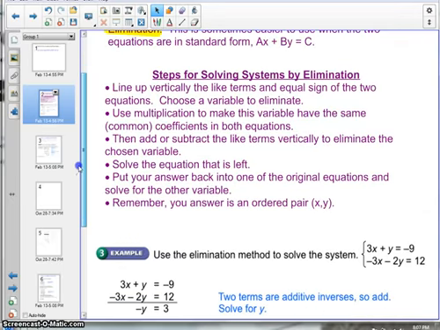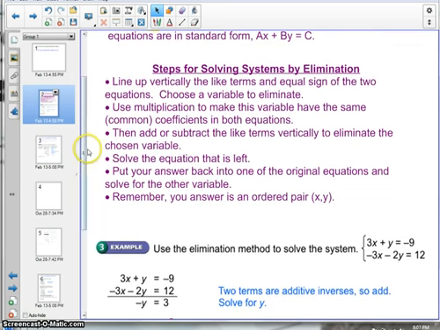So looking at our steps for solving systems using elimination, we want to make sure that we line up vertically the like terms and equal sign for the two equations. And this step is really key to keep our problem organized and make sure that we don't miss a step. Then we also want to choose a variable to eliminate. Sometimes, not always, we're going to have to use multiplication to make sure that this variable has the same coefficient on both sides of the equation. And that will make more sense later as we try a few problems.